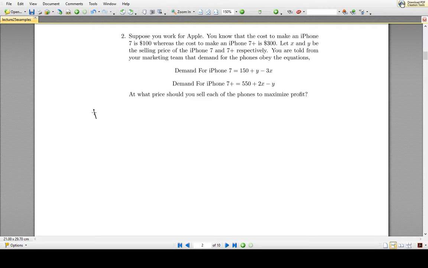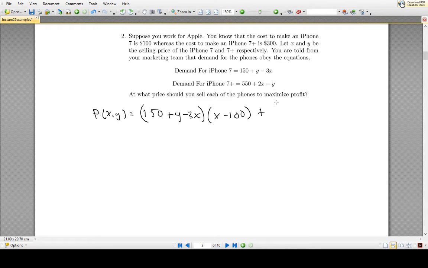What is the profit? The profit as a function of X and Y will be the demand for iPhone 7, which is 150 plus Y minus 3X. So this is how many iPhone 7s you're going to sell. And how much do you make on each phone? Well, the selling price for iPhone 7 is X, and you're going to subtract off what it costs to make. So you subtract off 100. So this is the profit that you would make from selling iPhone 7s.